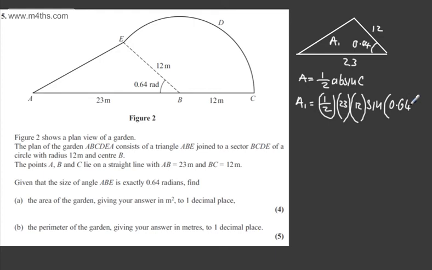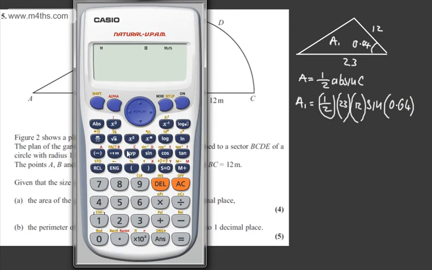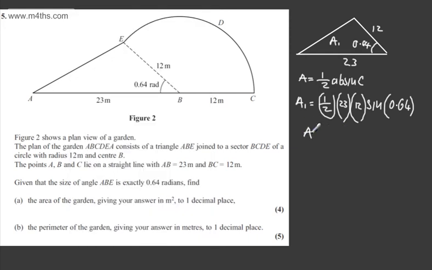We need to ensure that the calculator is in radians mode. So putting my calculator in radians mode, we've got shift mode 4. We're going to have 0.5 times 23 times 12 times the sine of 0.64 radians. So if we go ahead and do that, we can see now that that's 82.41 and so on and so forth. So let's write this down, 82.41 and so on and so forth.